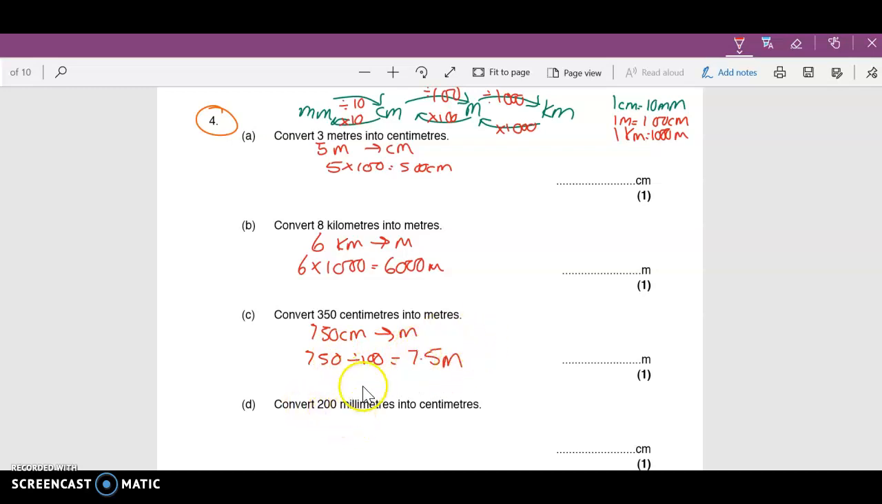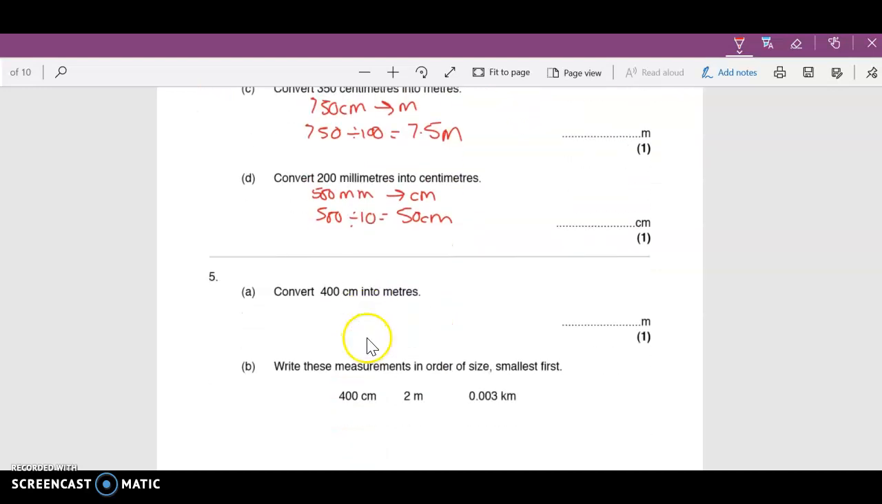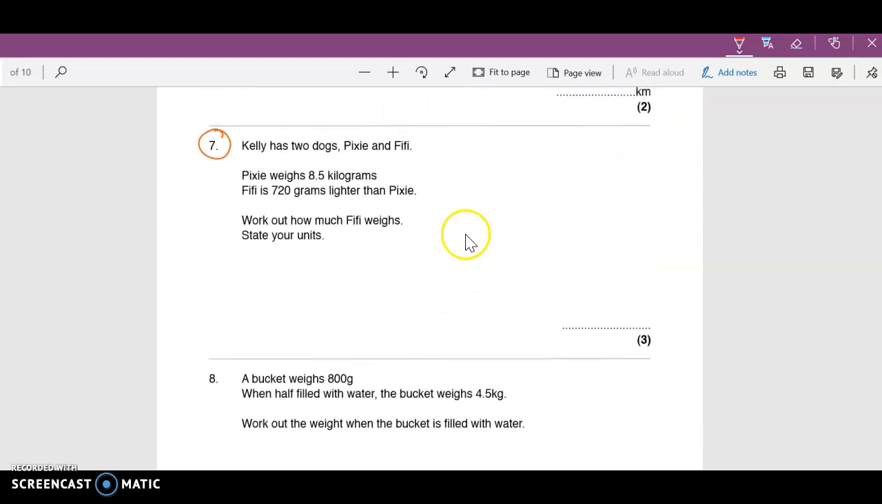Okay, and then this one at the bottom here, I'm going from millimetres to centimetres, so let's do 500 millimetres to centimetres. I'm going across the top, so I'm dividing by 10. That leaves me 1 place back, leaving me with 50 centimetres. Okay, so they're good examples, so you can have a go at doing the ones that are set here in question 4.